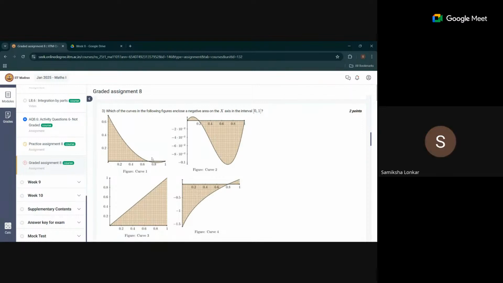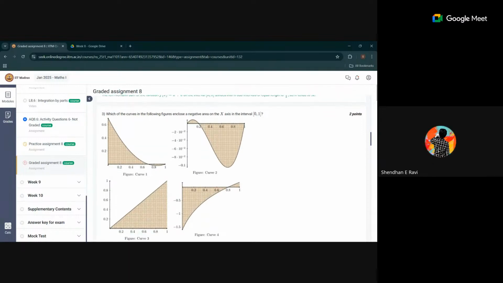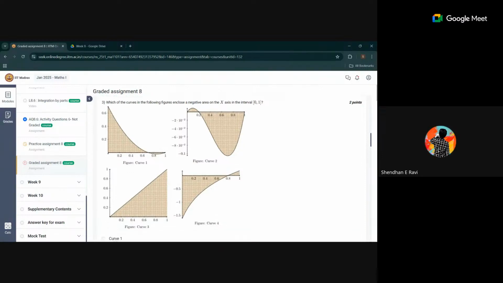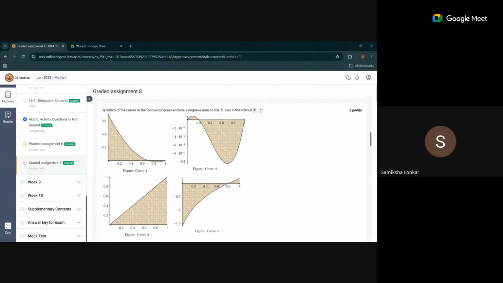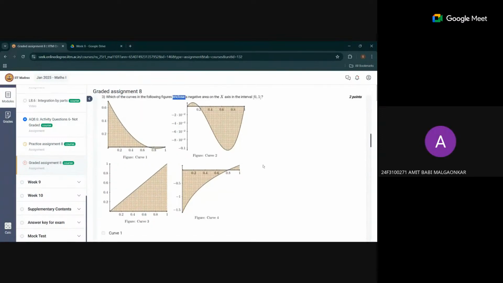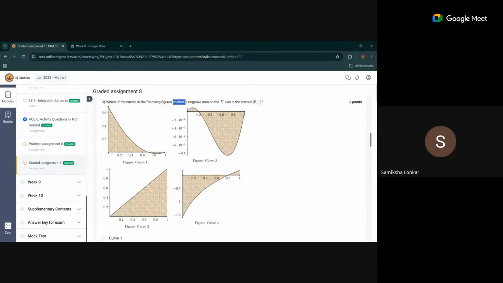Yes, ma'am. But the question usually mentions the total area, while here it just says it encloses a negative region. Yeah, the word enclosed should not be an English mistake. But I did not select the first option, thinking it would end up like this. I selected it, so I got the entire thing wrong, because it's an MSQ question.